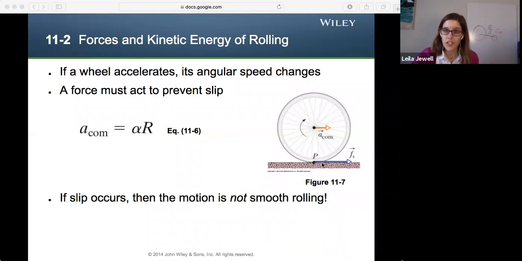So it is a force of static friction, and it's forward because your wheel is trying to slide backward. So because your wheel is trying to push back, the force of friction here is forward, because the force of static friction is always opposing the attempted motion. If there is some slip, then the motion isn't smooth rolling, which is not within our focus.